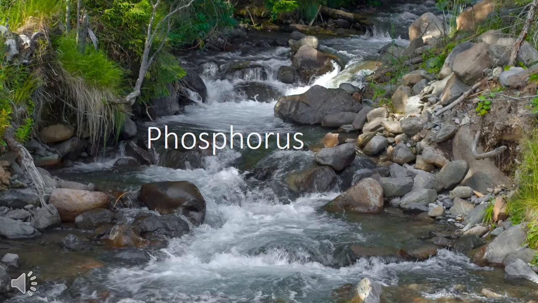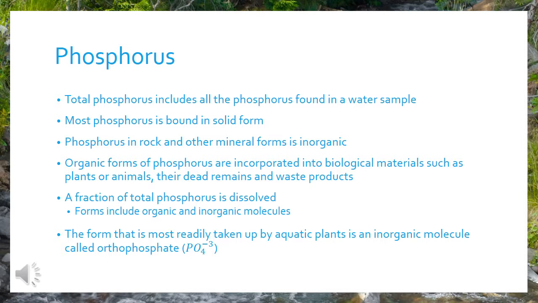Next, I'm going to talk about phosphorus. Phosphorus is an essential nutrient for living processes and often the limiting nutrient in an aquatic ecosystem. Phosphorus in aquatic systems is usually divided into solid and dissolved forms. Total phosphorus includes all phosphorus found in a water sample. Most of this phosphorus is found in a solid form.